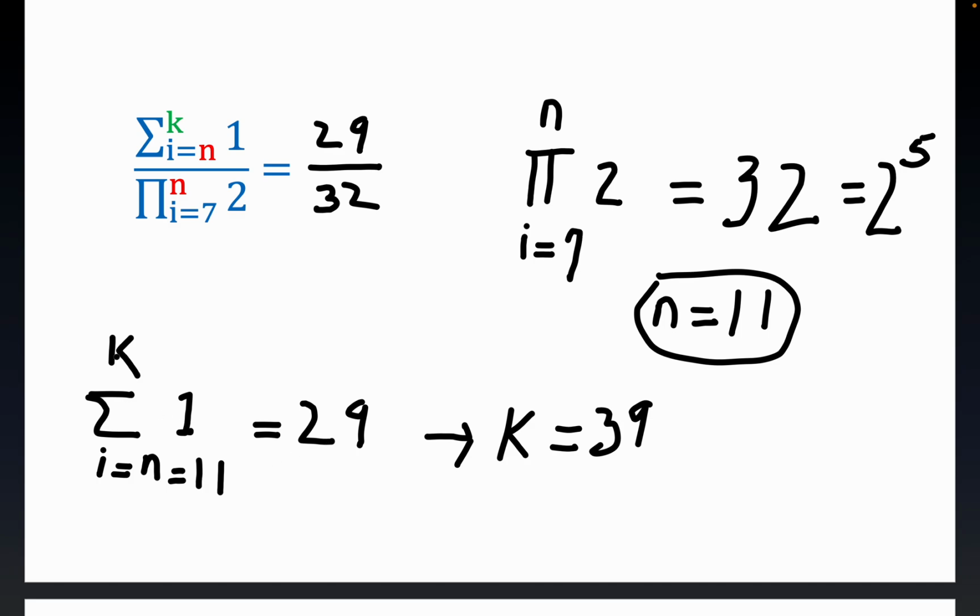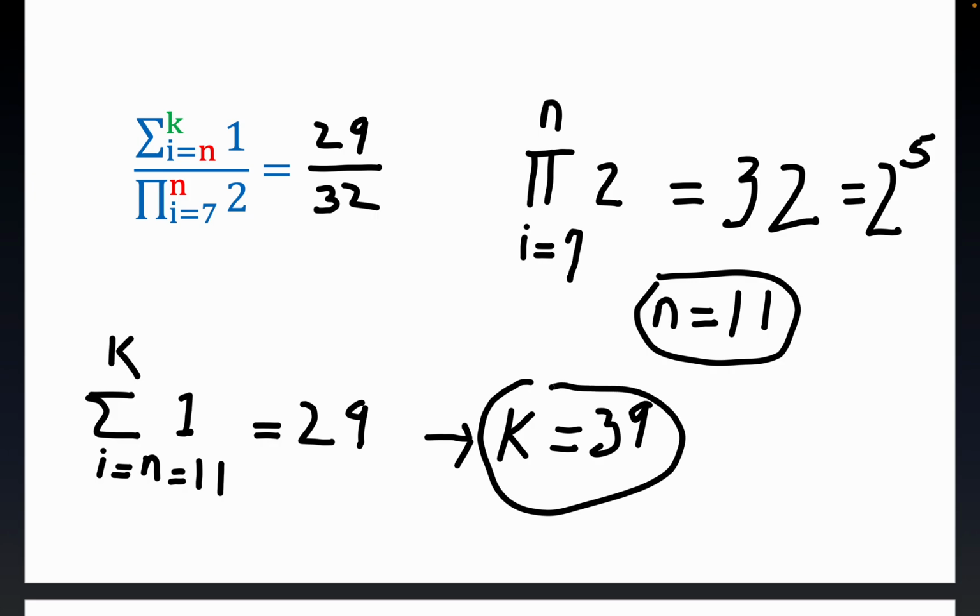Again, if you think of k equals 39 right here, you might just think, oh, 39 minus 11. It's a common mistake, but there's always going to be one more summand or one more factor as we saw over here. So those are the two solutions, folks. k equals 39 and n equals 11 are the solutions, both positive integers.